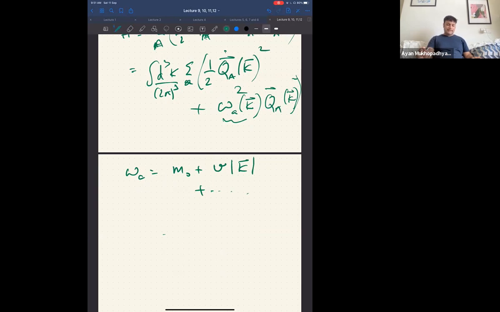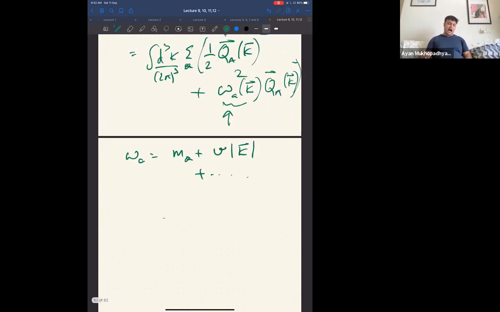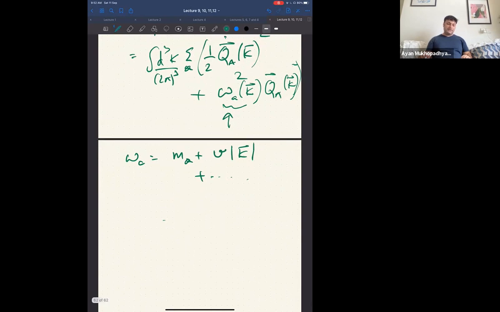So this is how the dispersion relation looks. And in general, if it's a non-relativistic theory, it will look like this. So this is something that you have to substitute here, and then you get these dispersion relations. All right, so let's try to see how it looks.